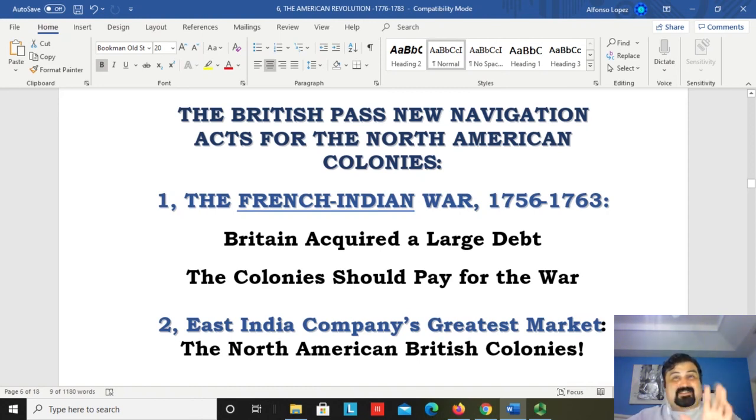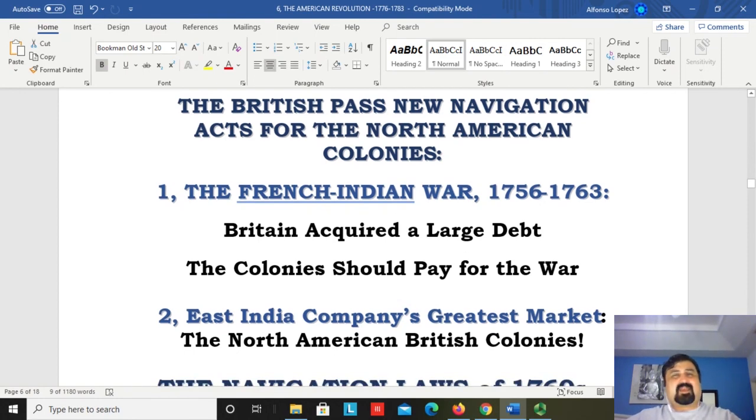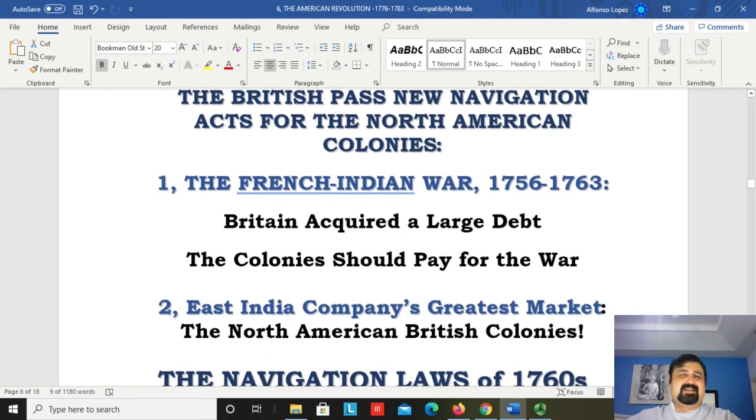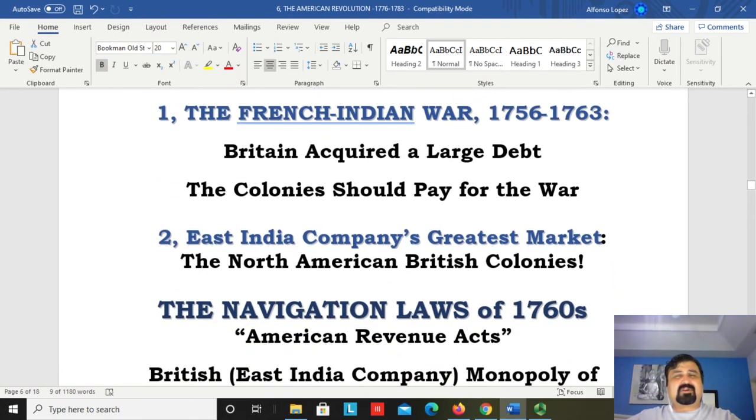That is what is going to change British policy, to start implementing rules of trade. The French and Indian War, the large debt. But there's also going to be another factor that intervened in convincing the members of parliament that this was the best course of action, taxing the colonies, regulating trade, etc. And the second factor deals with the East India Company itself.